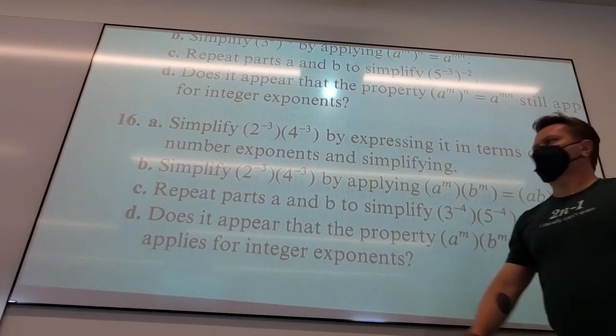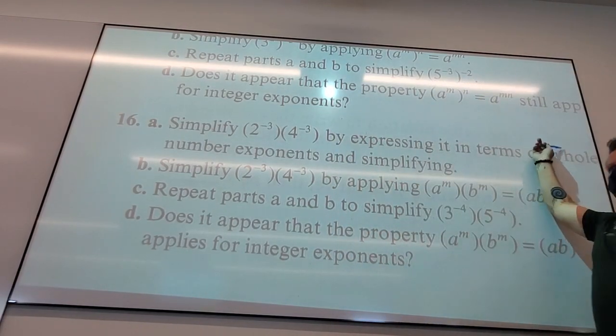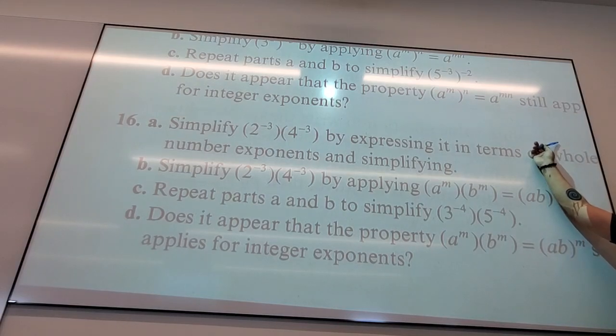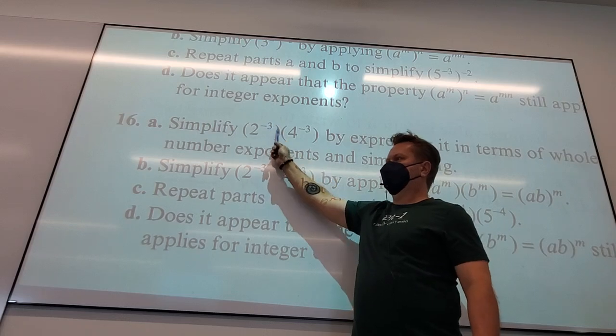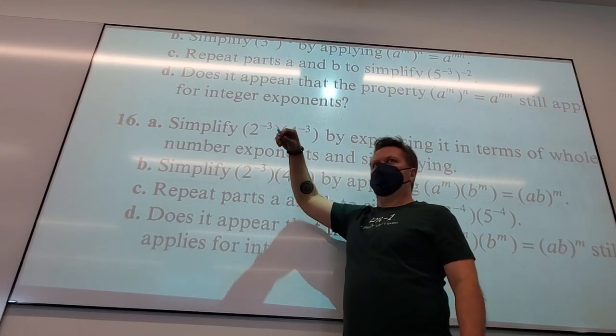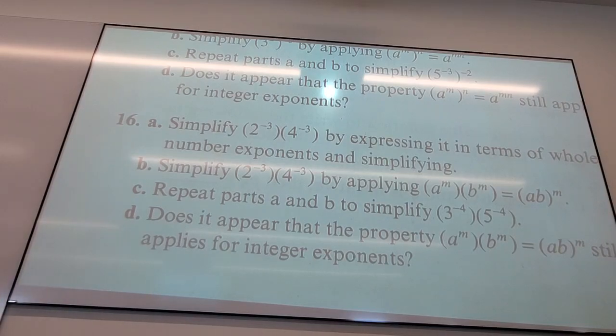Okay. So, what's a whole number? Are these whole numbers? No. These are integers. So, what's a negative power mean? It means flip. You with me? So 2 to the negative 3 is actually 1 over 2 to the third.